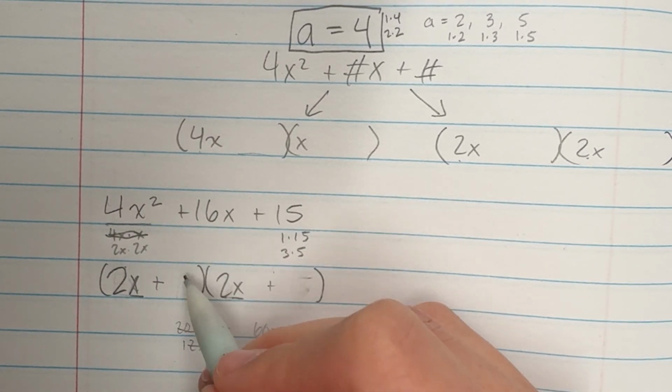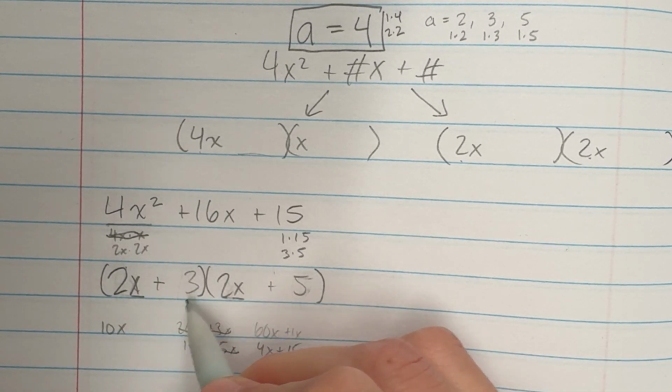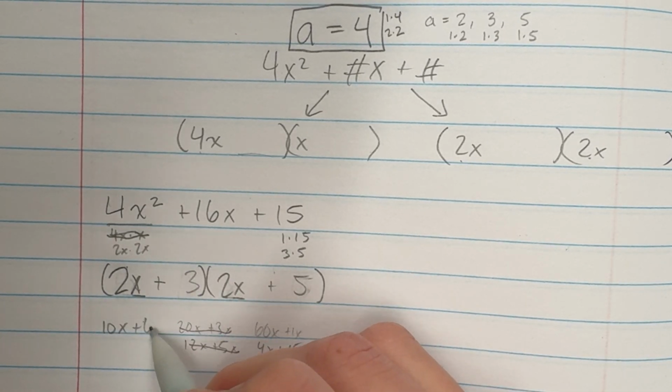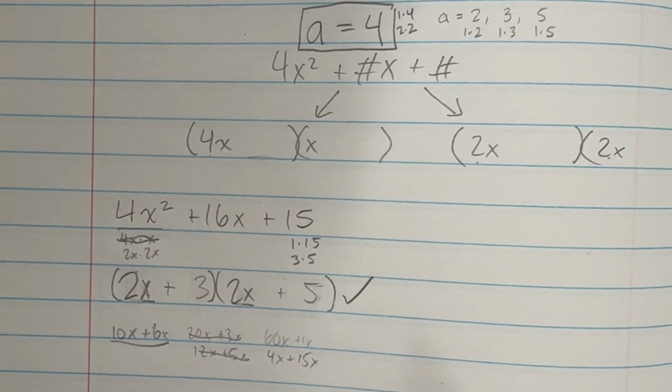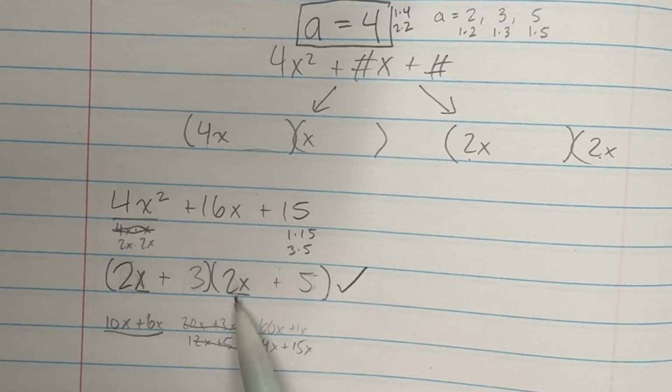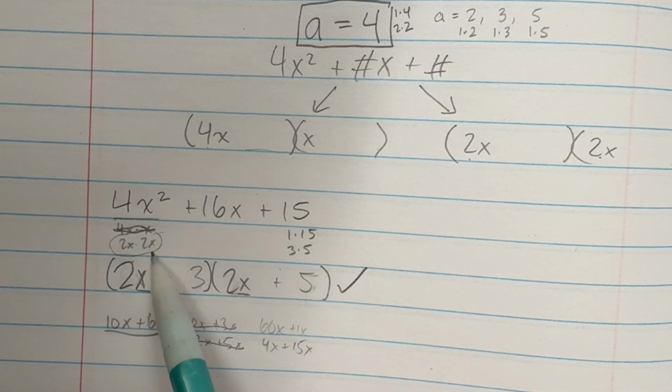And then I can go ahead and do 3 and 5. Okay, let's try it. 2x times 5, 10x, 3 times 2x, 6x. And you know what? There it is. That's 16, and this is my answer. Okay, so you can go ahead and do 4x and x and try that one first. If I'm being honest, it's actually a little bit more efficient to try the 2x and 2x first.